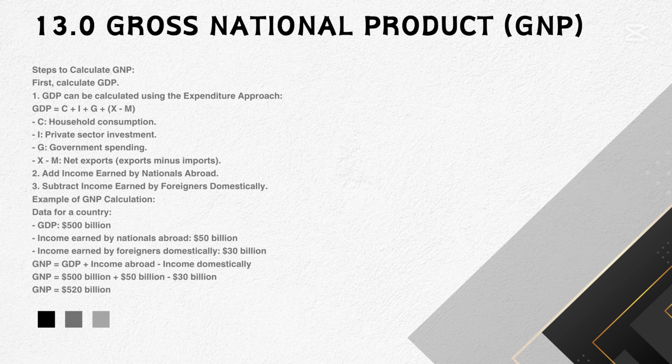Example of GNP calculation. For instance, if a country has a GDP of $500 billion, income earned by nationals abroad amounting to $50 billion, and income earned by foreigners domestically amounting to $30 billion, then the GNP is equal to $500 billion plus $50 billion minus $30 billion. The result is $520 billion.